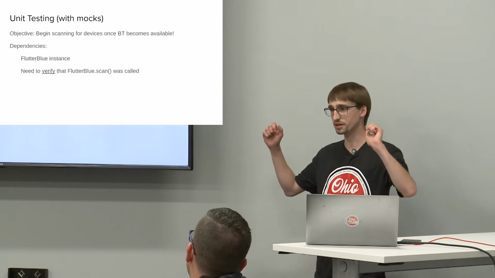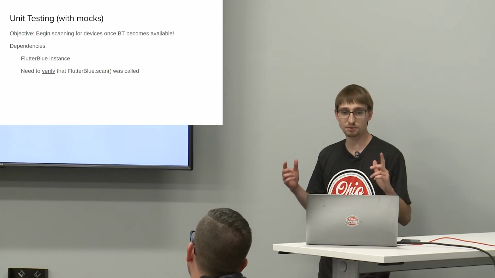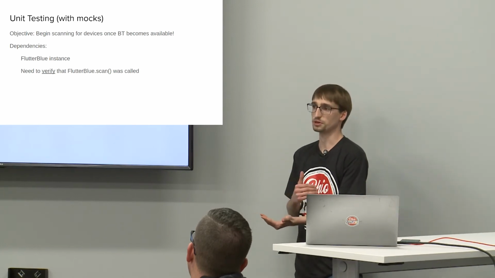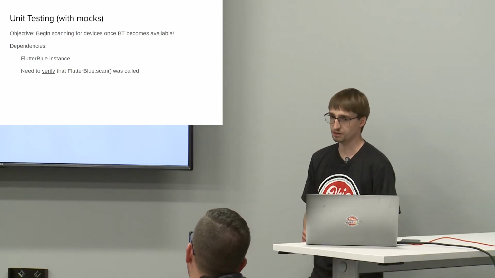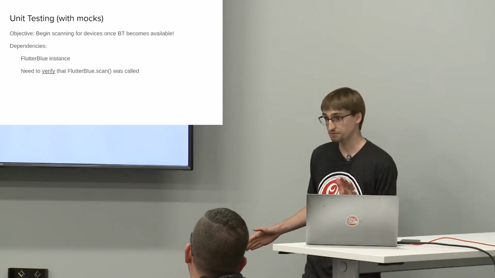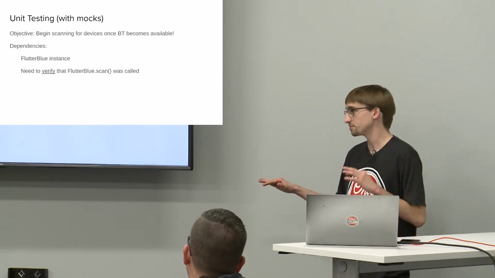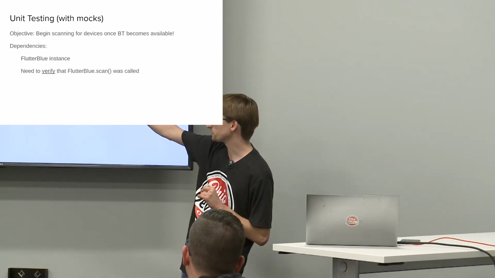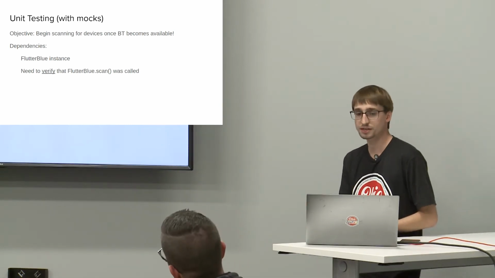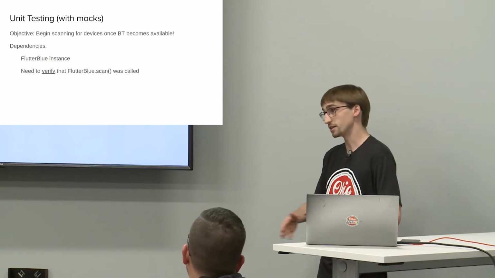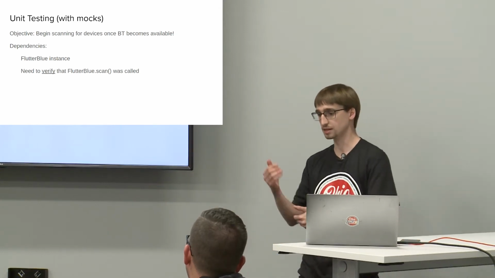OK, so let's put together an objective for testing with mocks. We want to start scanning for Bluetooth devices to connect to when we open the app and press the main button on the screen. But we don't want to start scanning if Bluetooth is off, for example. So we have one major dependency here, and that is the Flutter Blue object. Flutter Blue is a Bluetooth library that we're using for our Rotor project. And we need to verify that the flutterblue.scan method was called, but again, only after Bluetooth is on.